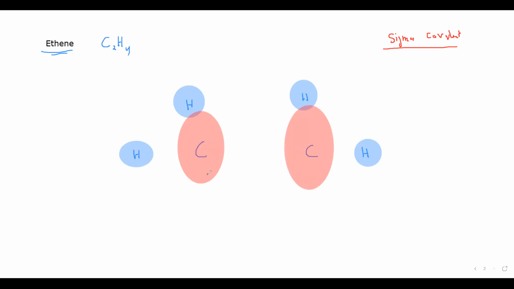Then second, they're using 2px. So that 2px will overlap with the second hydrogen. So this is 2px. You can see the overlapping: this one is 2s, overlapping with 1s. Then this one is 2px, overlapping with the 1s of hydrogen. And the same thing happens.